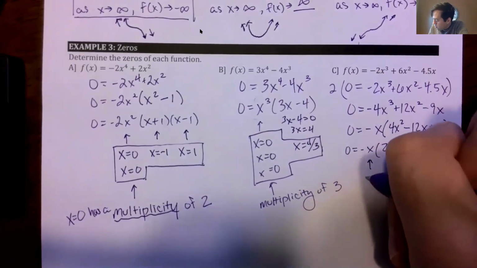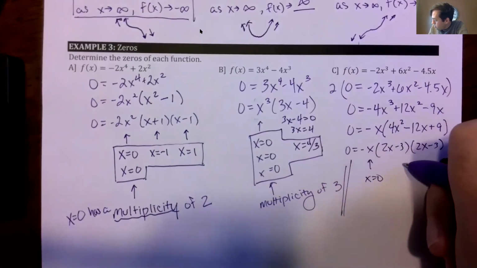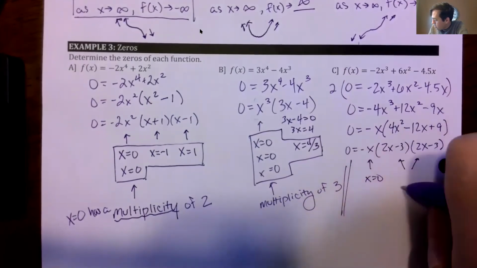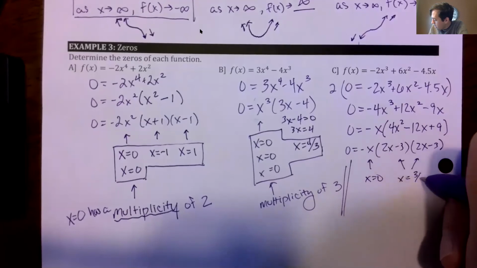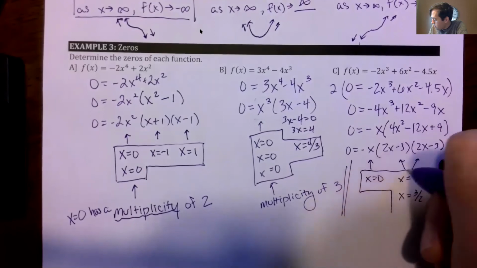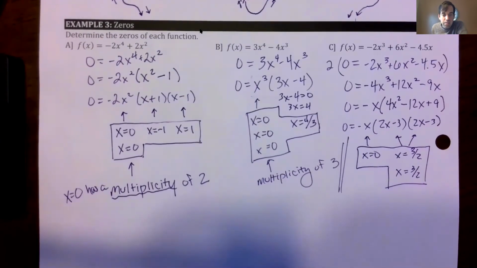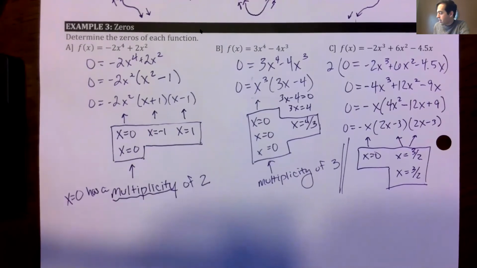We have x equals 0 once this time. And between these two factors, we get x equals 3 halves 2 different times. So you could say that the 0 of 3 halves has a multiplicity of 2 because it showed up twice. All right, so that's the end of the notes.